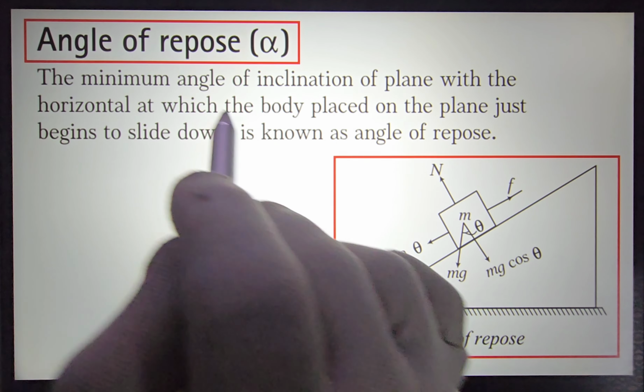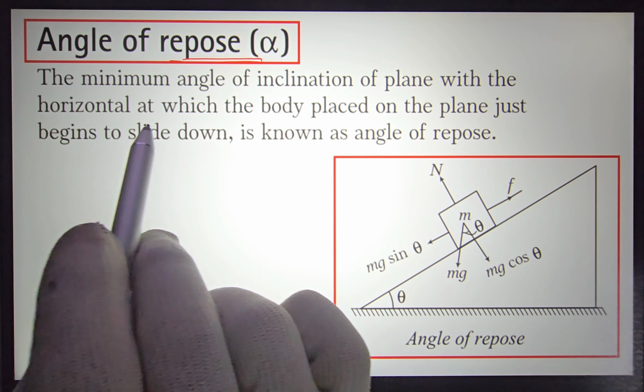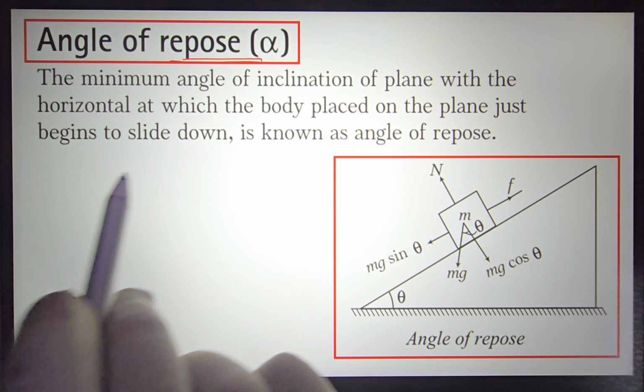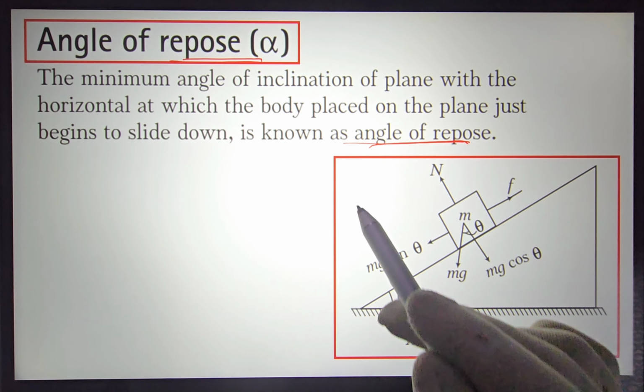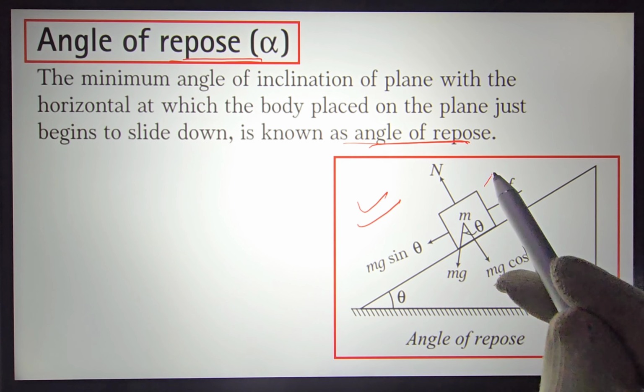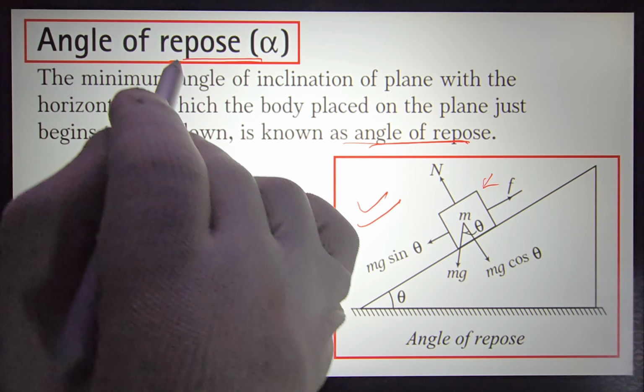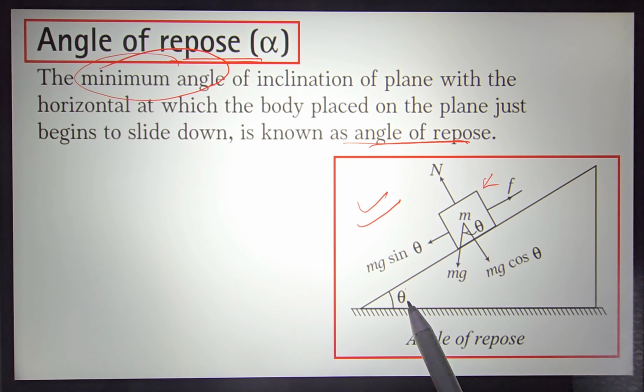Now second is angle of repose. What is angle of repose? The minimum angle of inclination of a plane with the horizontal at which the body placed on the plane just begins to slide down is known as the angle of repose. As you can see in this diagram, there is an inclined plane and this mass is placed over it. So this is about to slide. Now this is the minimum angle I'm showing. Suppose a block of mass m is placed on an inclined plane as in this diagram, whose inclination theta can be increased or decreased.